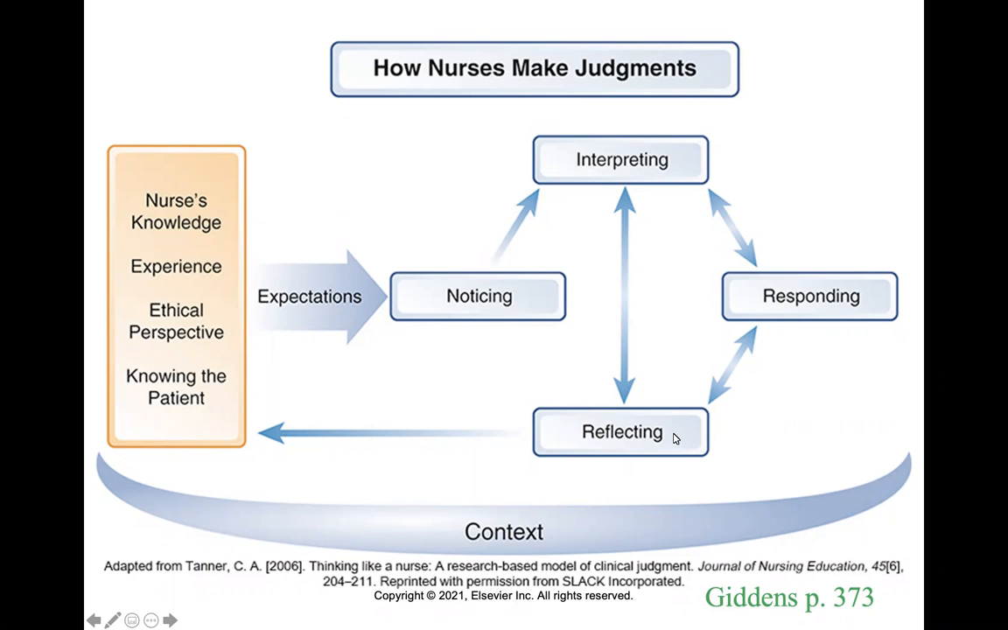So we start with this foundation over here in the orange box, and then we work through the Tanner clinical judgment model. Noticing: what data are you noticing for this situation? Interpreting: what does the data mean? And what's my plan? What am I going to do about it? Responding: acting on your plan, taking action. And then reflecting. Reflecting means, did my plan work? And did my thinking work that got me to making that plan in the first place?